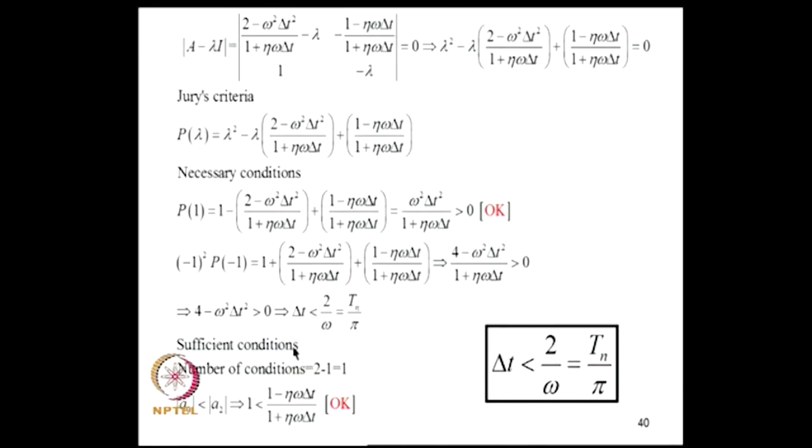Now, the sufficient conditions, how many are there? 2 minus 1, which is 1. So, that is modulus of A naught must be less than modulus of A 2, that means 1 should be less than (1 minus eta omega delta t) divided by (1 plus eta omega delta t). So, this is always satisfied, we can examine this and verify that it is always satisfied.